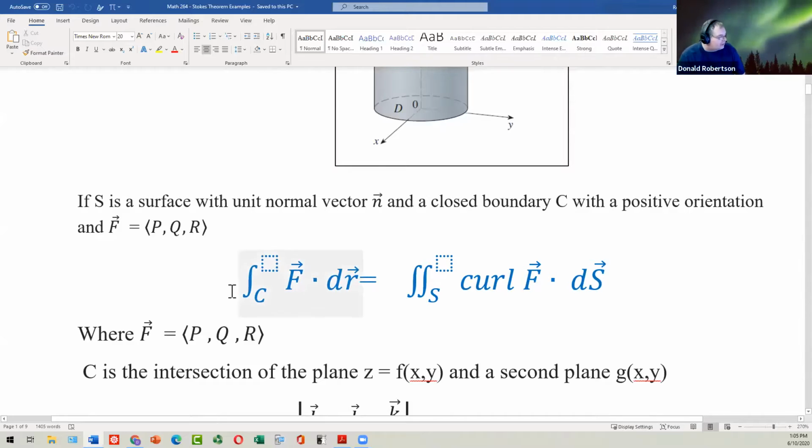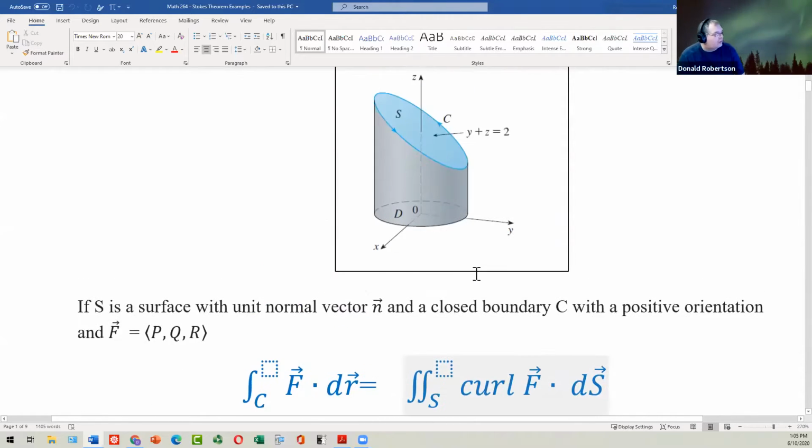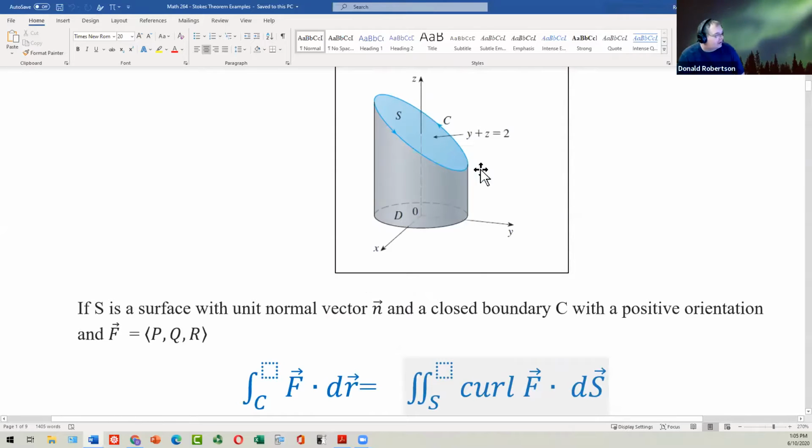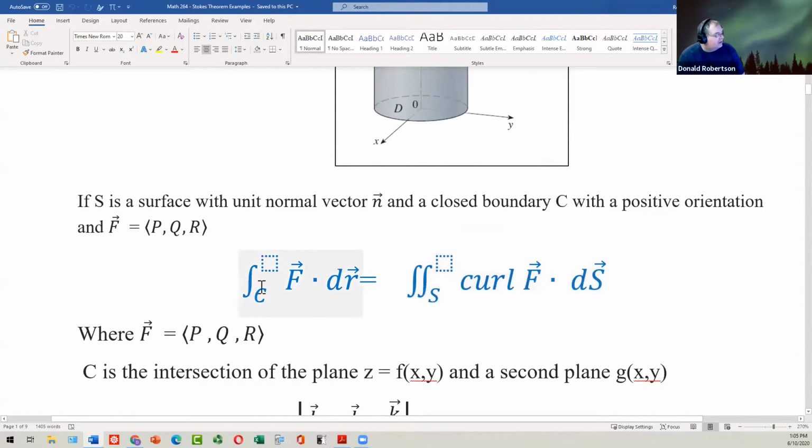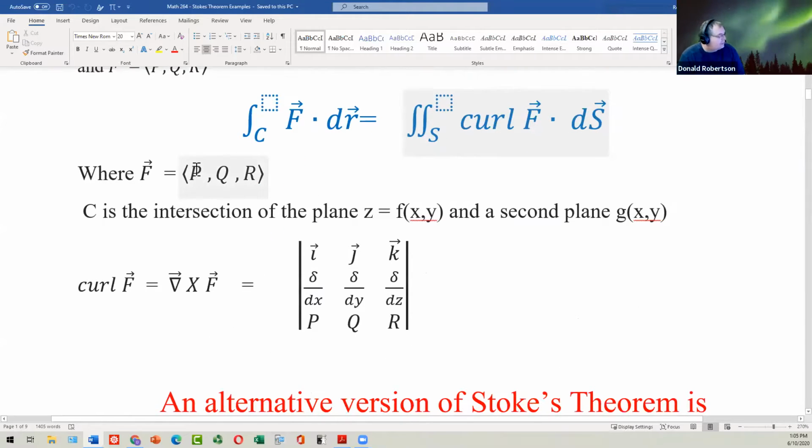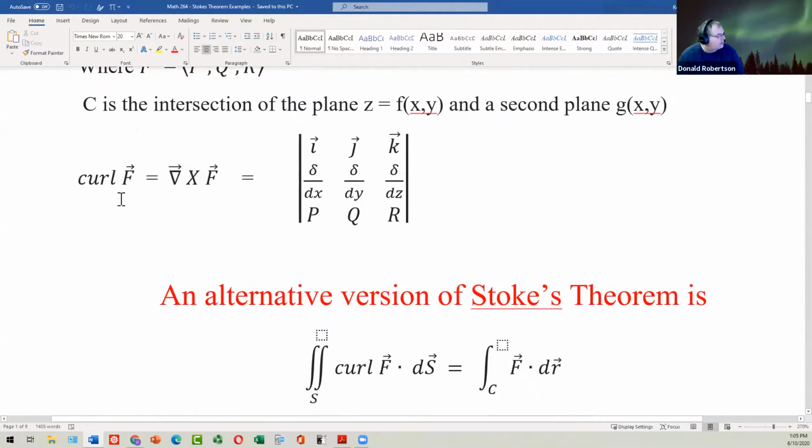Well, Stokes' theorem says that this integral can turn into a surface integral over the surface S. So you have a line integral which is the boundary of this. S is the inside, the surface, and this line integral can be found by finding the surface integral of the curl of F dS. F is going to be called P, Q, R. The curl of F is this fella here.